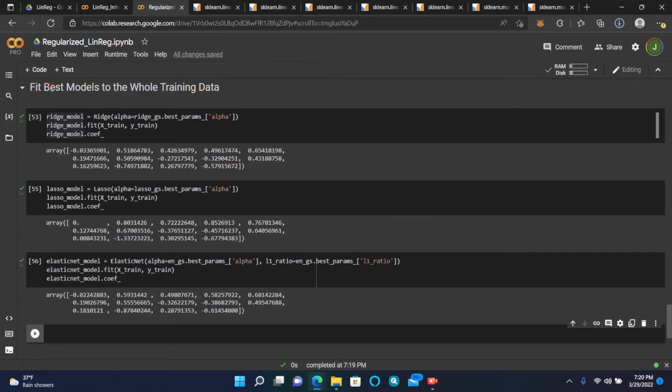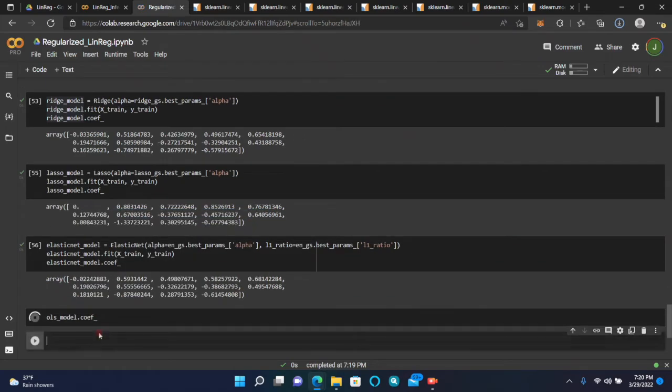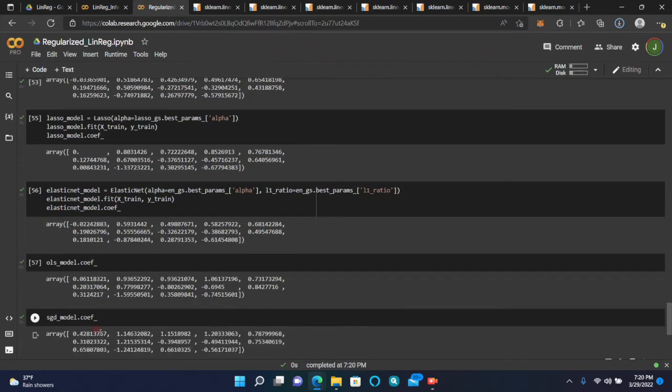So now we've got our best models fit to the entire training data. Let's go ahead and pull up the coefficients for the OLS model and the SGD model there as well. We can look at how they change. This one is perhaps the most different from the others. Look at this. All the other ones, it's close to 0 for that first column, but here, 0.42. Very interesting.